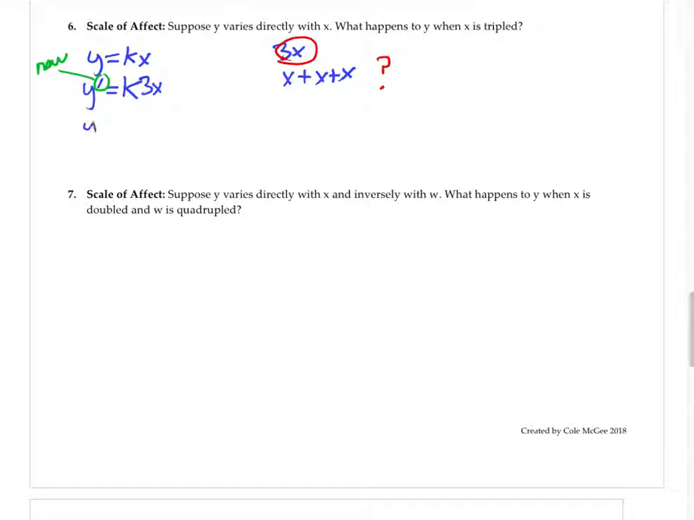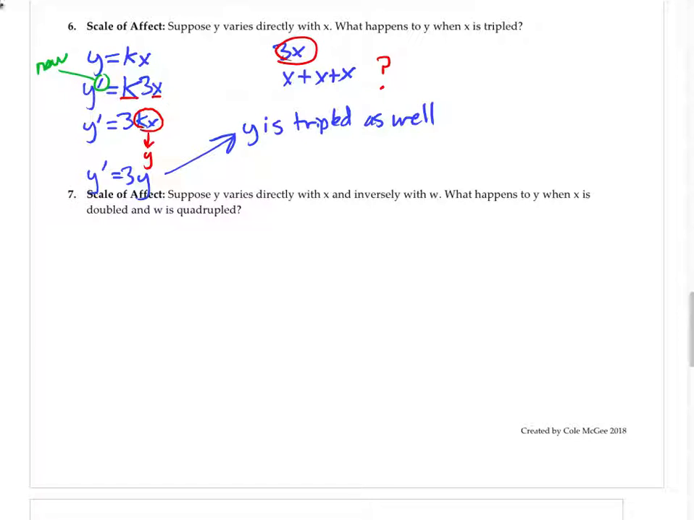So I think that's really useful here because then we can say that the new y, and then we can search for the old y inside of it. So I see the old y as these two parts. So if I rearrange them, those two parts right there are the old y. So what I have here is y prime equals 3 times the old y, and that really answers my question. What happens to y when x is tripled? Well, what happens to it? Y is tripled as well. Or you could just say multiplied by 3.